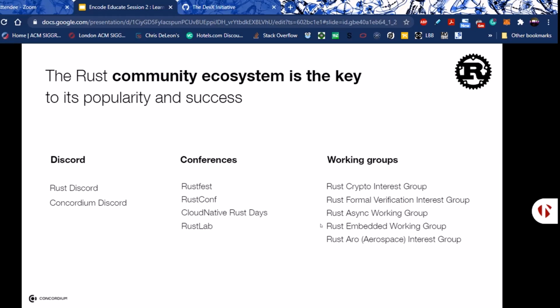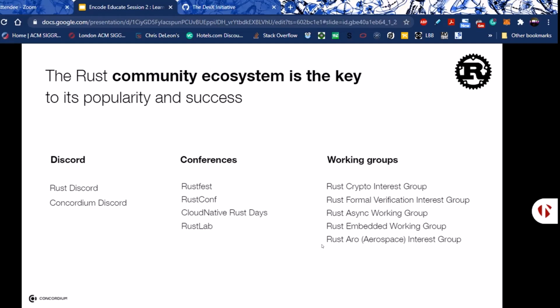Rust Async, Rust Embedded, all of these, Rust Aerospace, which is quite a new interest group as well. So Rust in aerospace and drones and things like that. Check out all of these interest groups and get involved, because it's open to you to do that. And that is that. So again, really excited about Rust and the future of it.